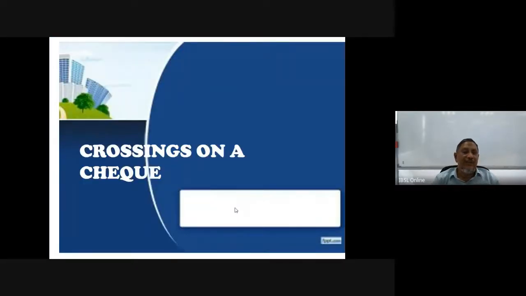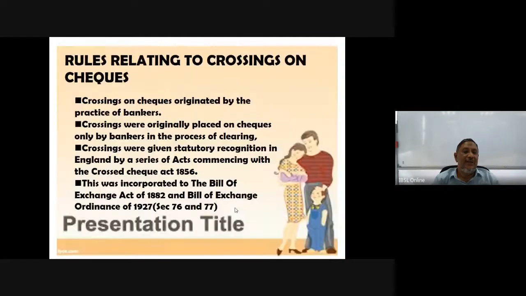Let's see what the crossing on a check is. Crossing on a check originated from the practice of bankers. Crossings were originally placed on checks only by bankers in the process of clearing. Crossings were given statutory recognition in England by a series of acts commencing with the Crossed Cheques Act 1856. So there is a special act in the UK, 1856, about the crossed check.